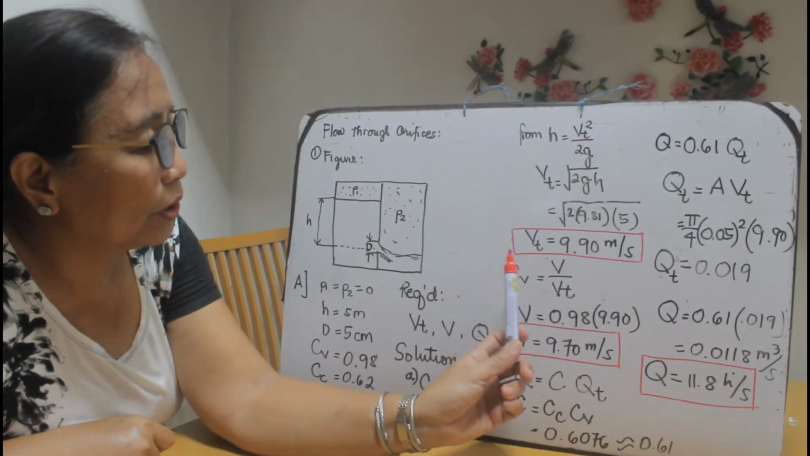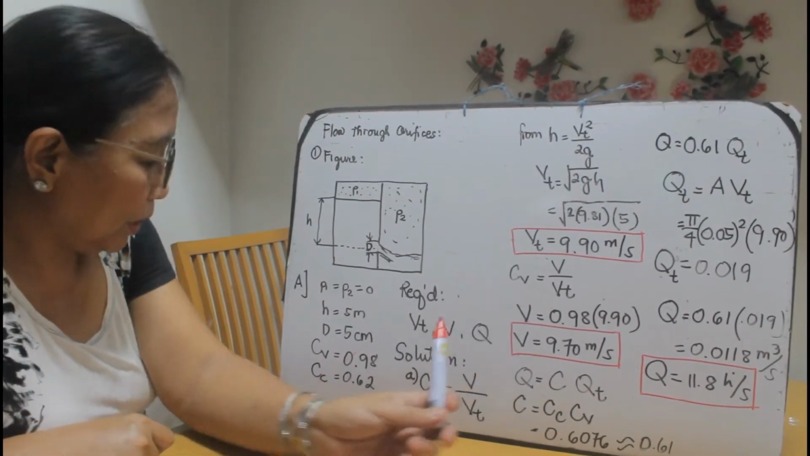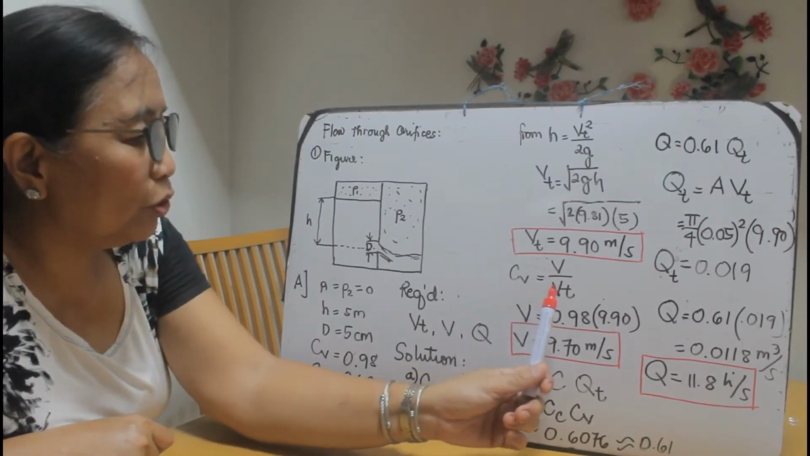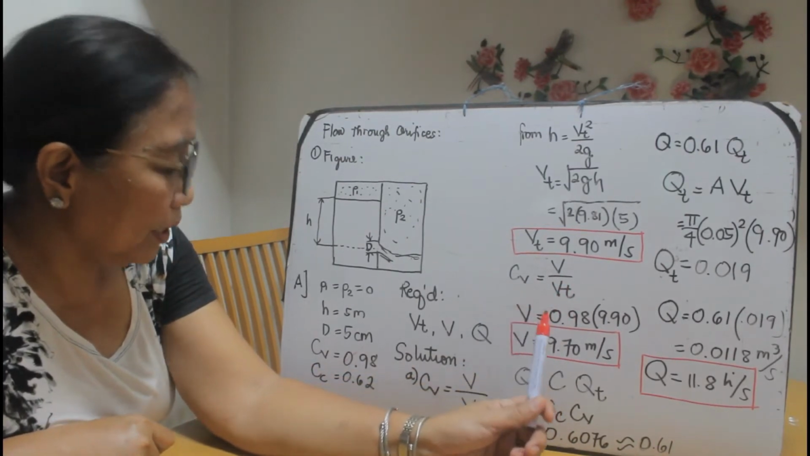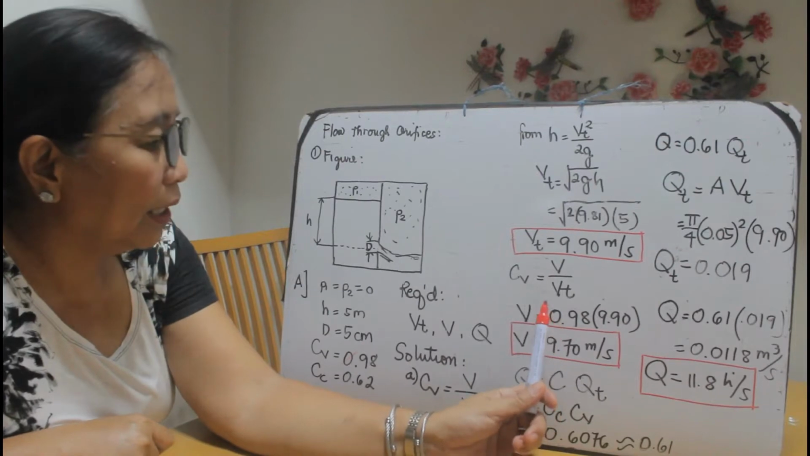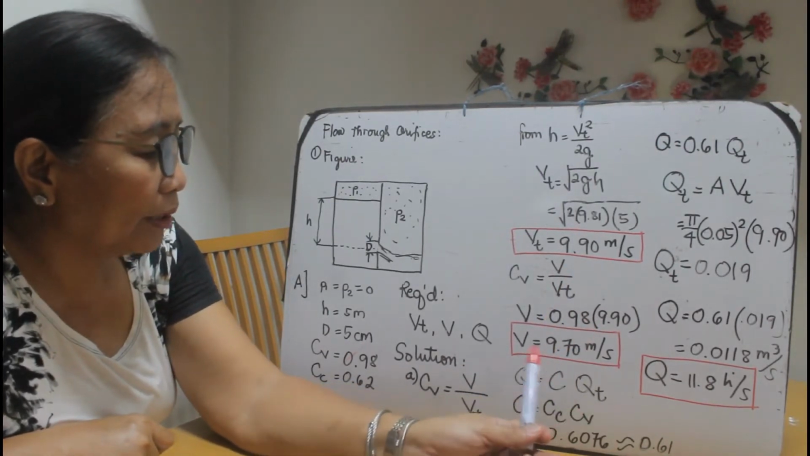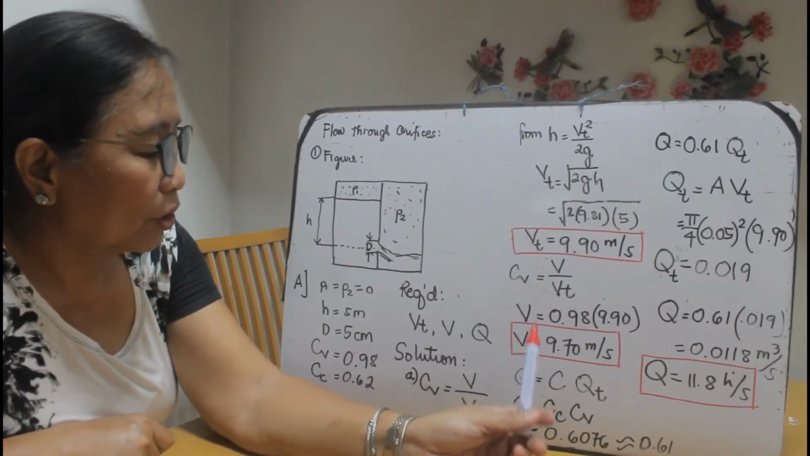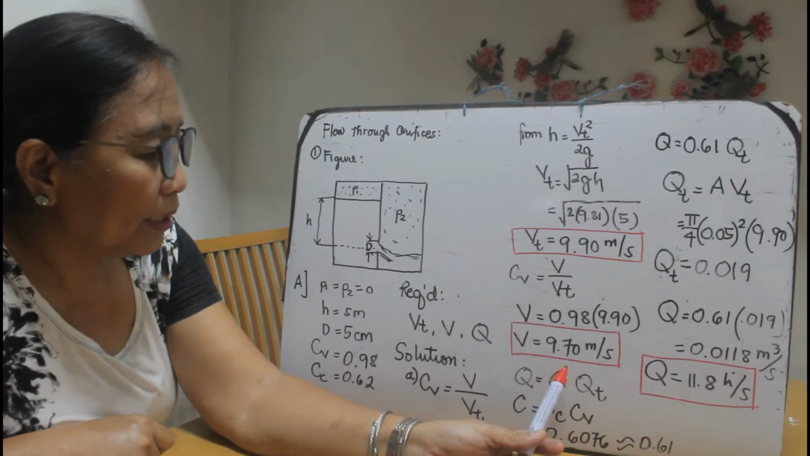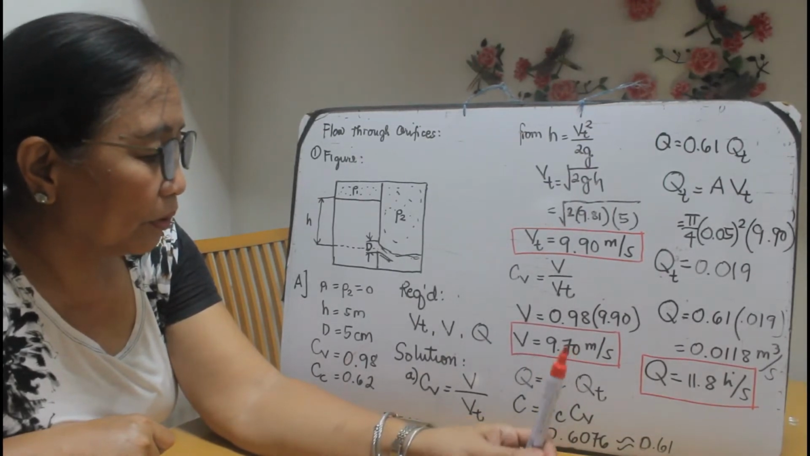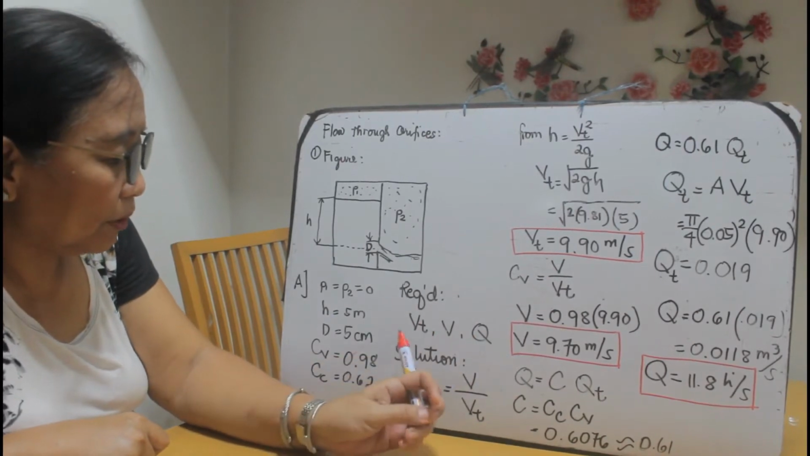The theoretical velocity is 9.9. And then we go back to the formula. C sub V is the ratio of the actual to the theoretical. So alam na natin yung C sub V, given siya as 0.98. Theoretical velocity is 9.9 meters per second. So we just substitute and solve for V. The actual velocity is 9.7. Okay? And then, nasolve na natin V sub T and V.